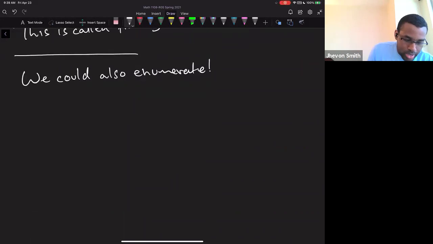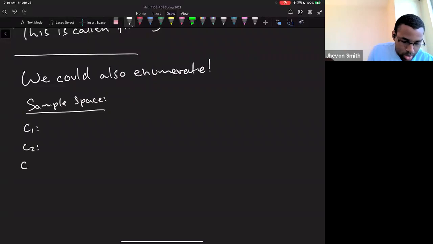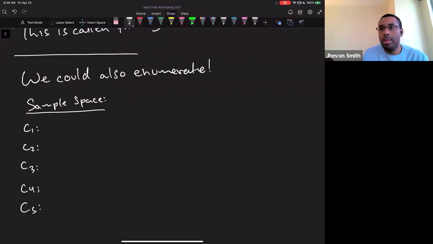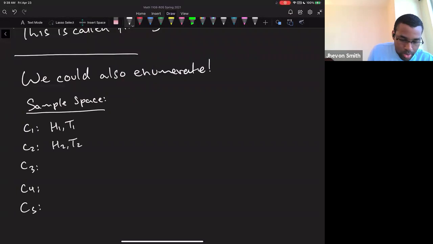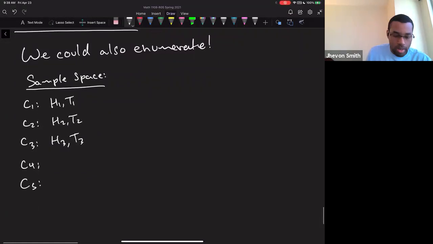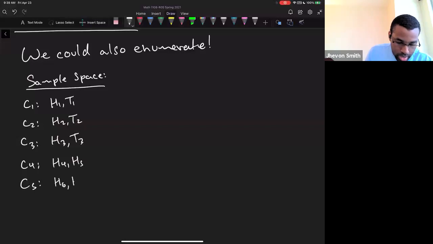So you'll be like, okay, what would my sample space look like? Well, the sample space would consist of 5 coins: coin 1, coin 2, coin 3, coin 4, coin 5. Coin 1 would have a heads and a tails. Coin 2 would have a heads and a tails. Coin 3 would have a heads and a tails. And then the remaining 2 coins are actually unfair. They have 2 heads. So the 4th head would be here, the 5th head, the 6th head, and the 7th head. So those were the options.